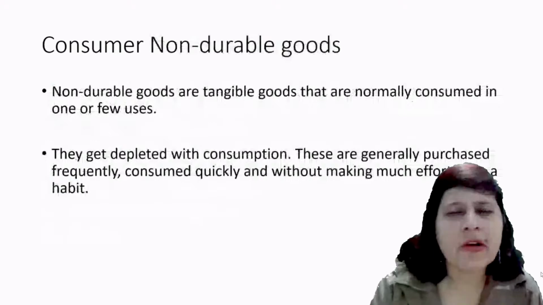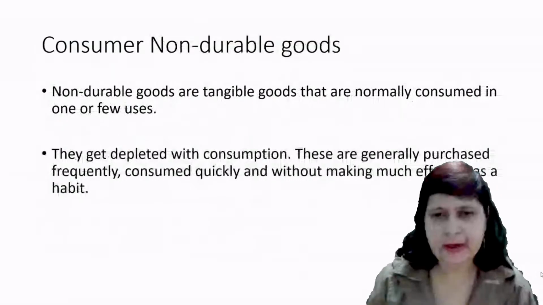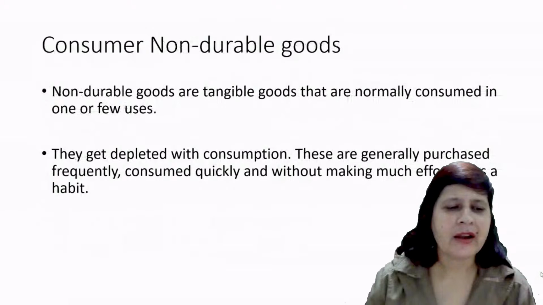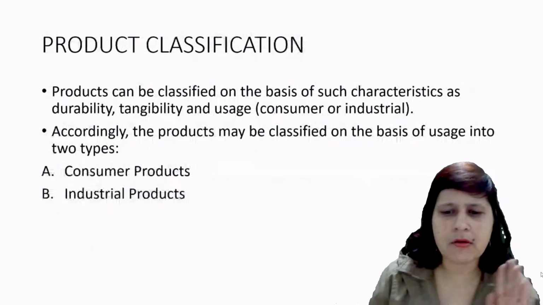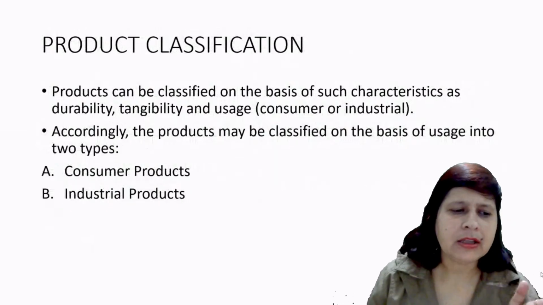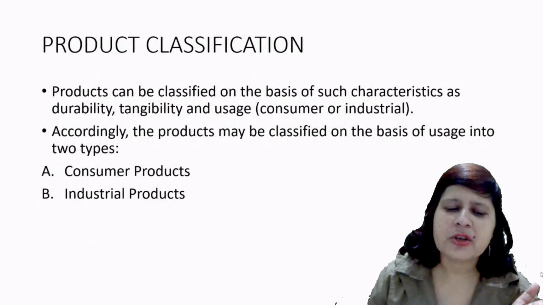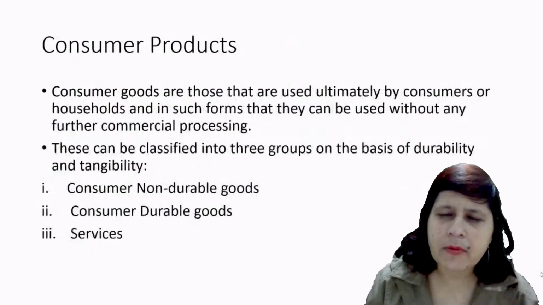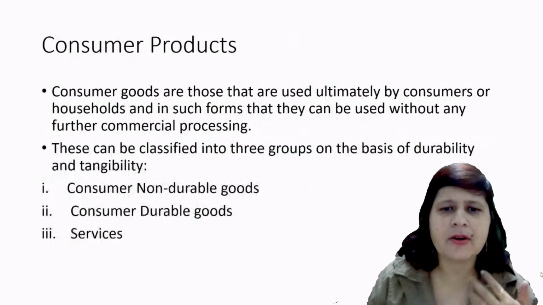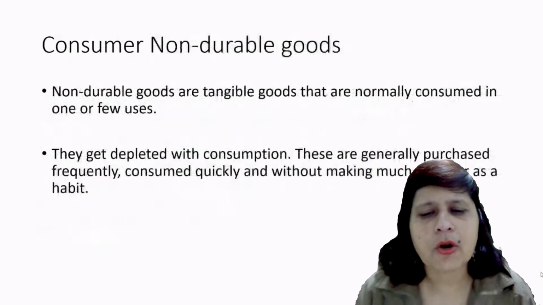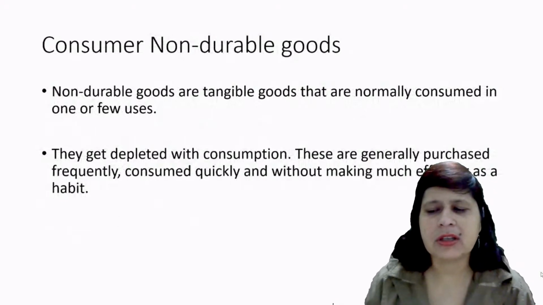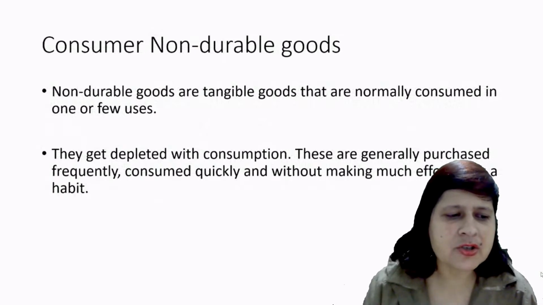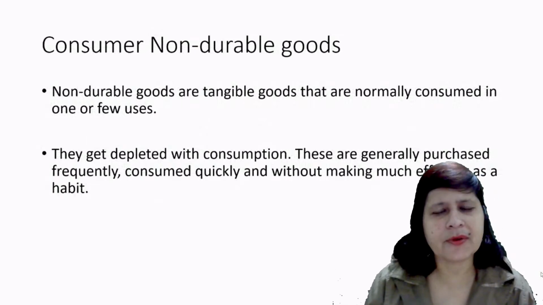As we said in the first slide, we can divide the product on the basis of usage, commercial or consumer, right? And then on the basis of durability and tangibility, it is the consumer non-durable product, the consumer durable product, or the services. Consumer non-durable goods are tangible goods that are normally consumed in one or a few uses.